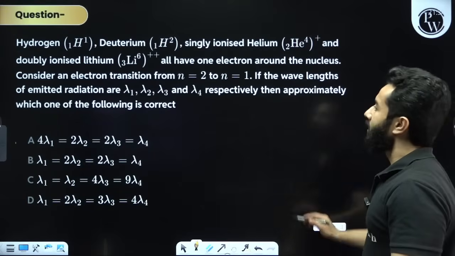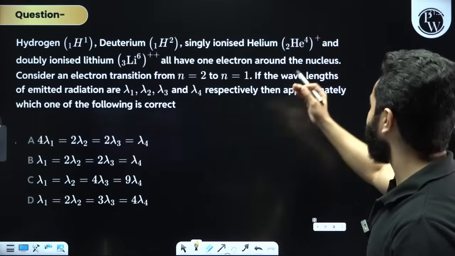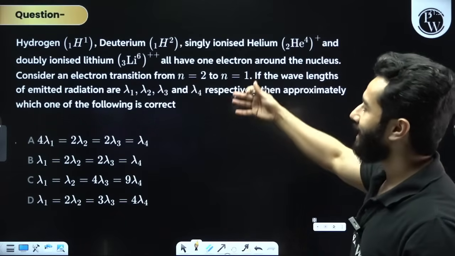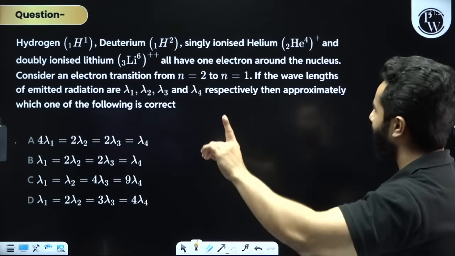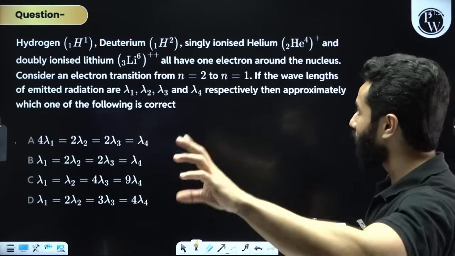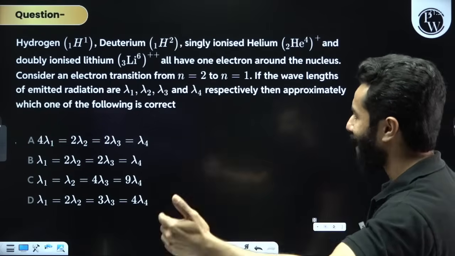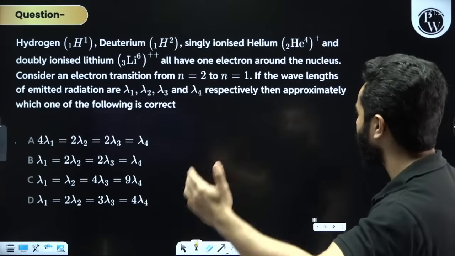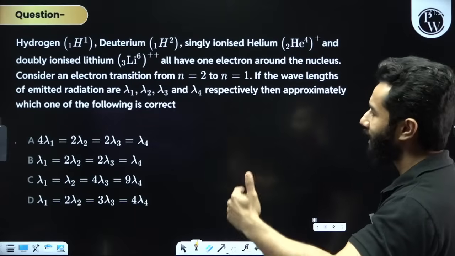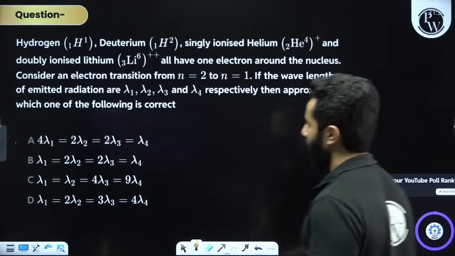Let's start. I'll read it for you. Hydrogen, deuterium, a singly ionized helium and a doubly ionized lithium all have one electron around the nucleus. Consider an electron transition from 2 to 1. If the wavelengths of emitted radiations are lambda 1, lambda 2, lambda 3, lambda 4 respectively, then approximately which of the following is correct? Let's start. Be quick.